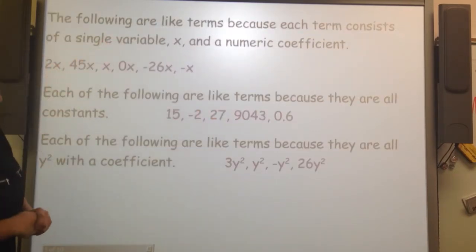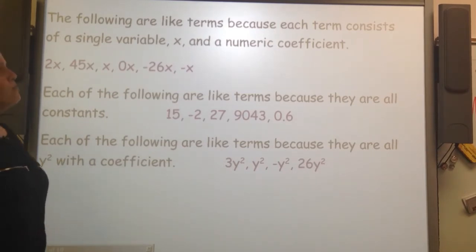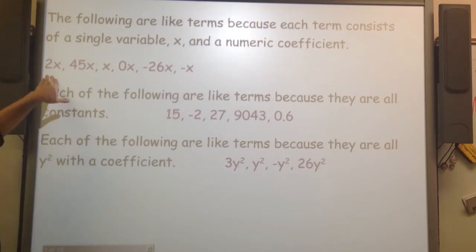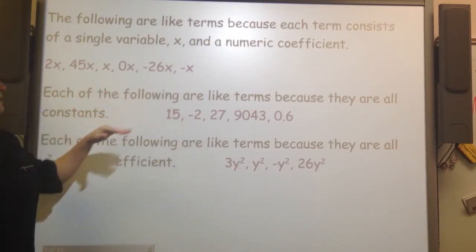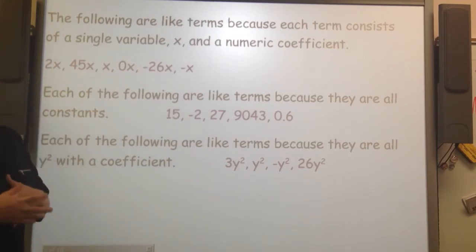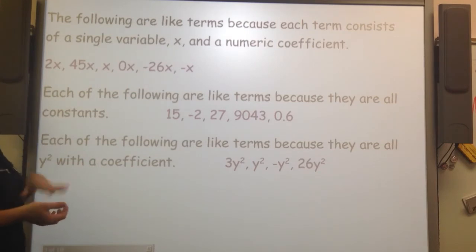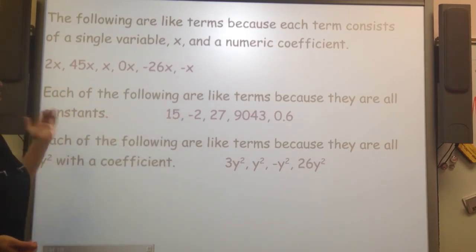The following are like terms because each consists of a single variable x and a numeric coefficient. So I have 2x, 45x, x, 0x, negative 26x, negative x. They're all like terms because they all have the variable x, power of 1. These are like terms because they're all constants.